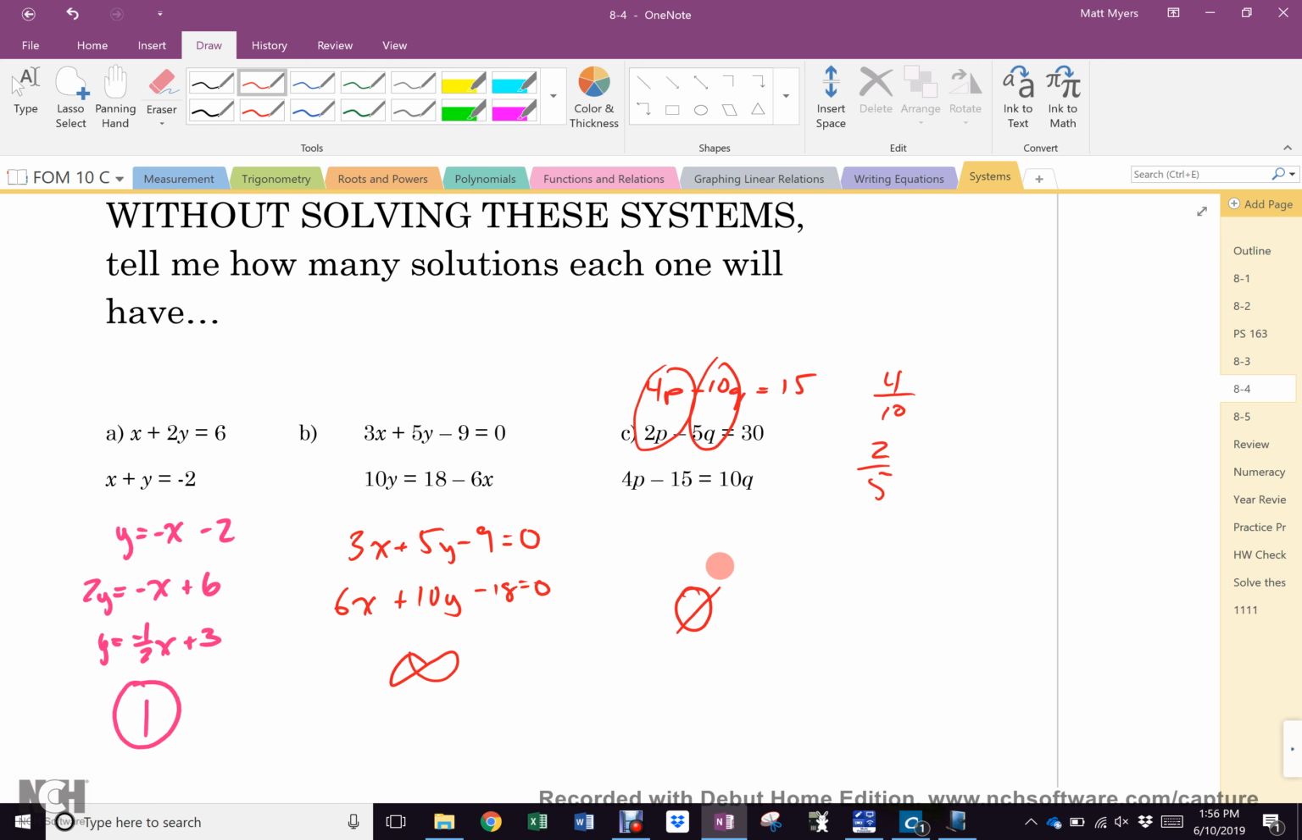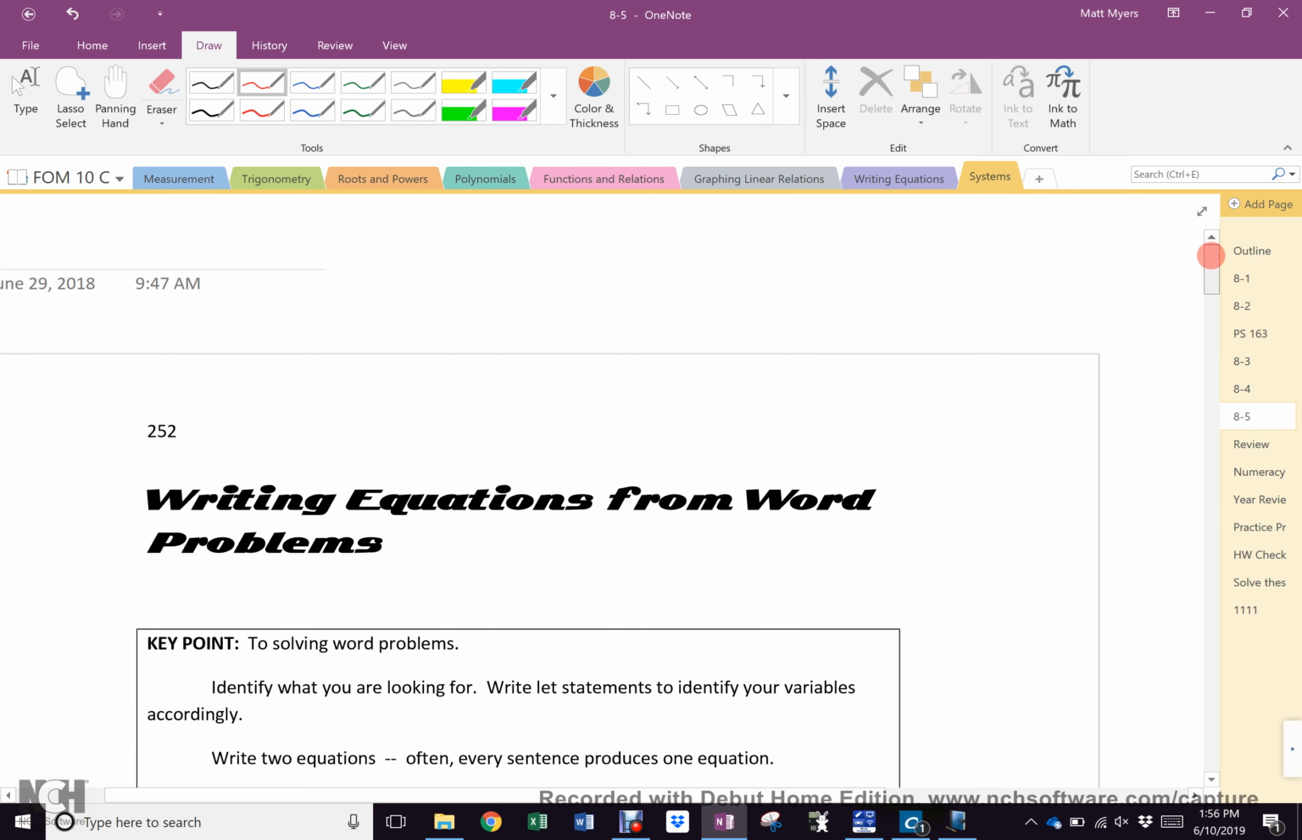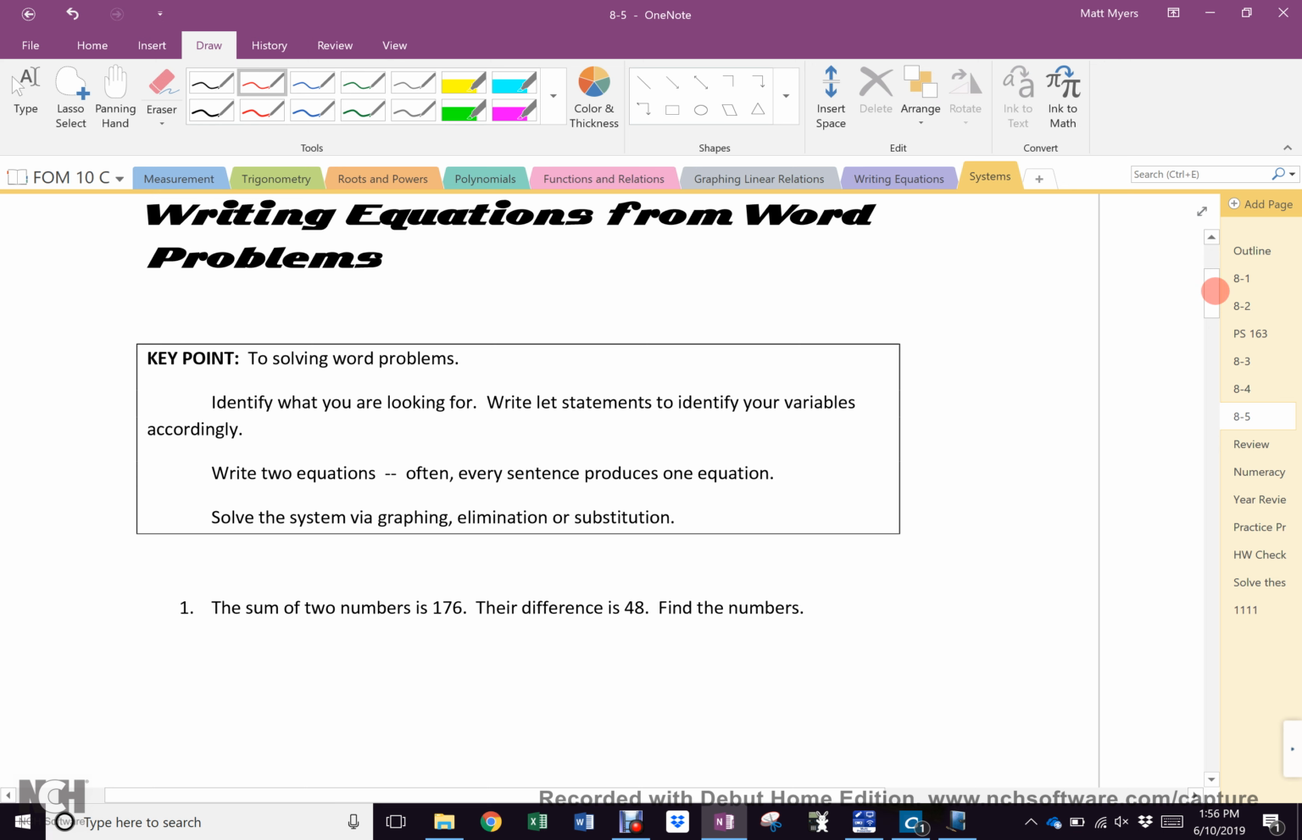Yeah? Okay. Now let's go on to the thing that for some reason blows your guys' minds, and I don't understand it. You can't solve word problems, and I don't get it. It boggles my mind.